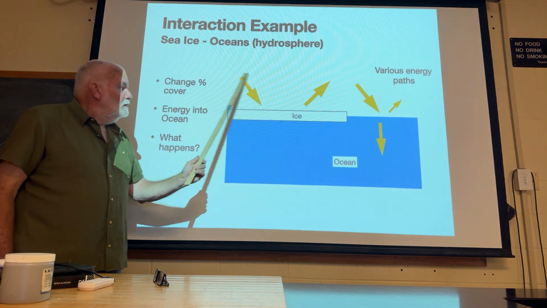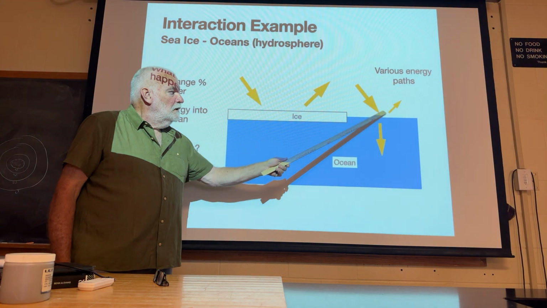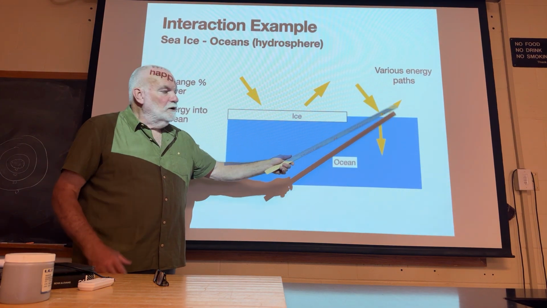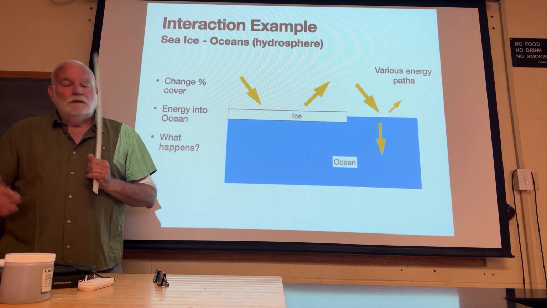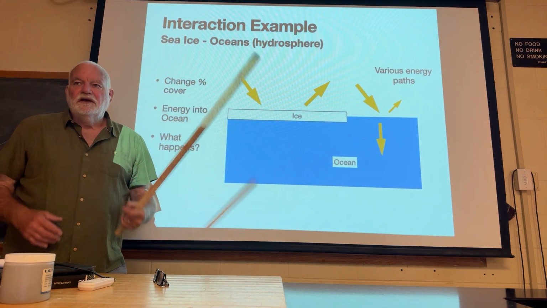Diagrammatically, this. So this coming in goes back out. This part though, some goes back out, reflectance off the ocean. Some goes in to warm this up. If I make this ice warmer, what's gonna happen to it? It's gonna shrink it.